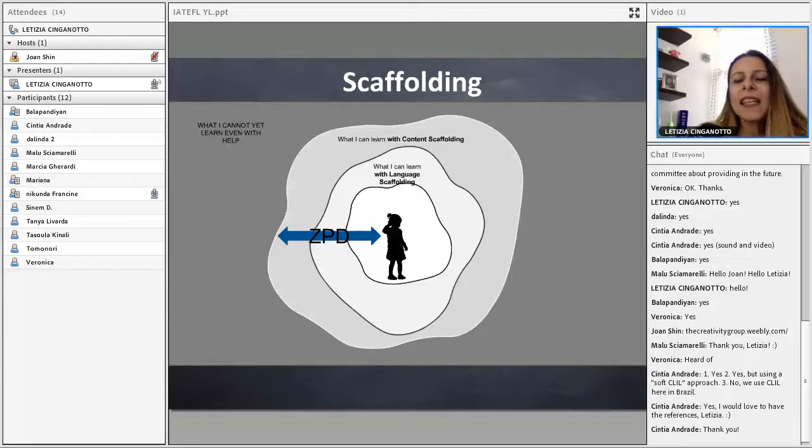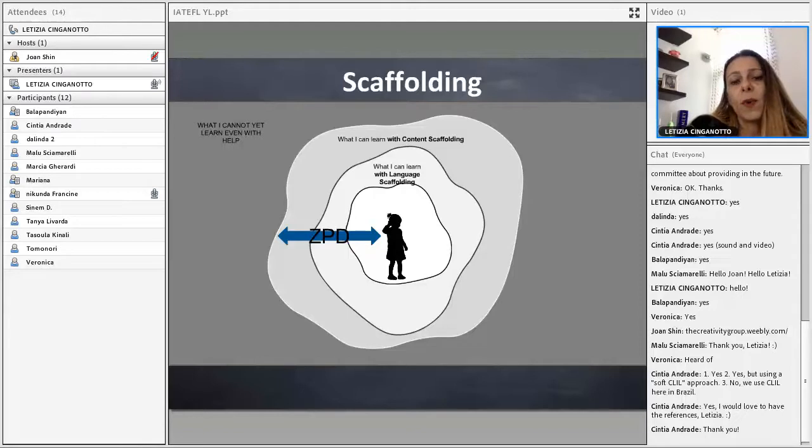Scaffolding is another keyword in CLIL, and it's connected to the zone of proximal development, because the learner needs some help from the teacher, sometimes from his or her peers, because of course the level of complexity is double, because there's a content and sometimes new content.